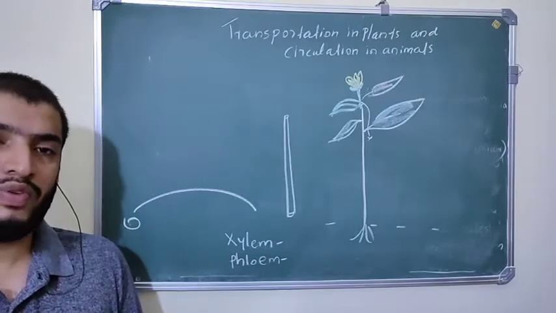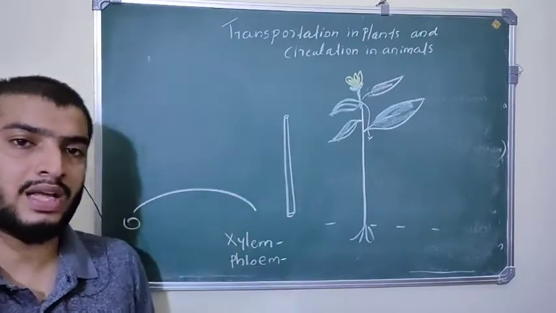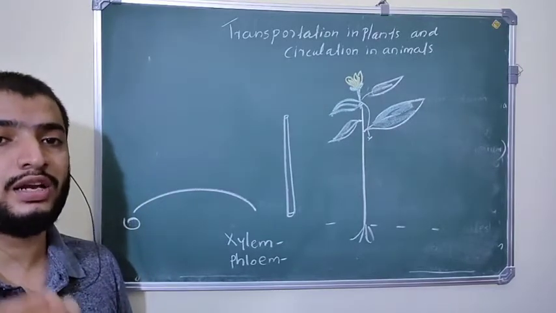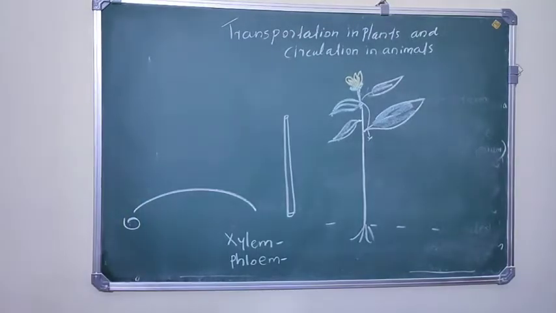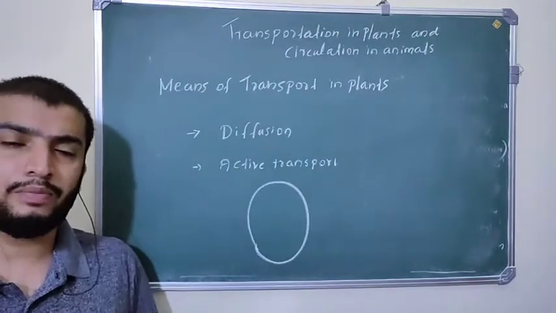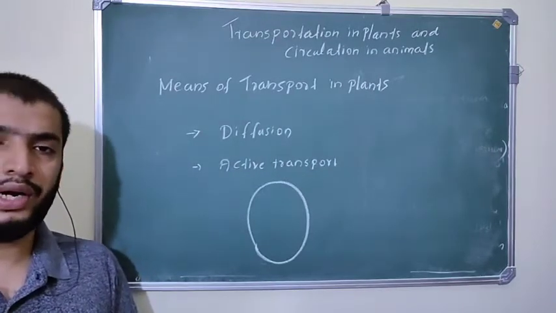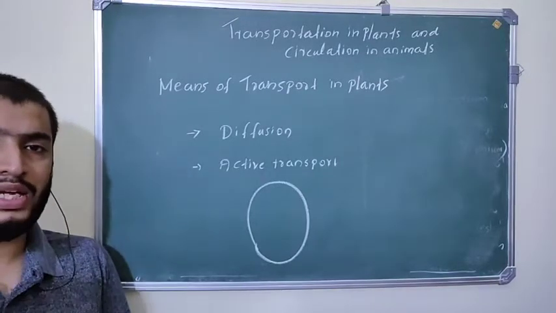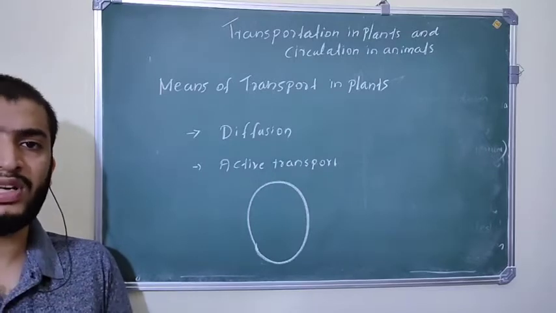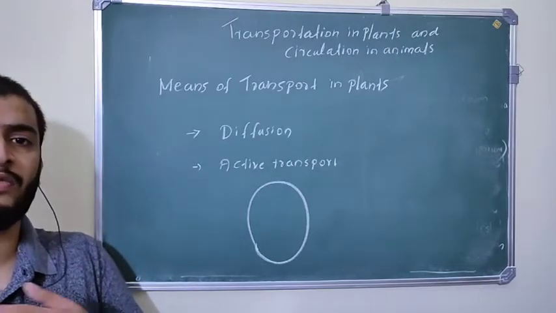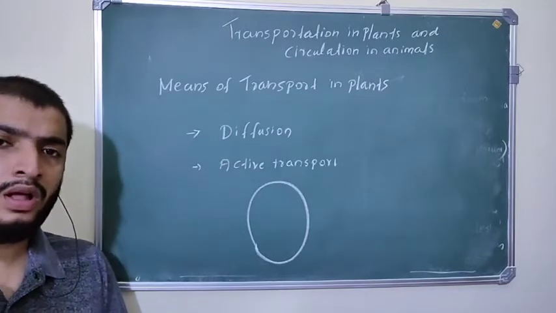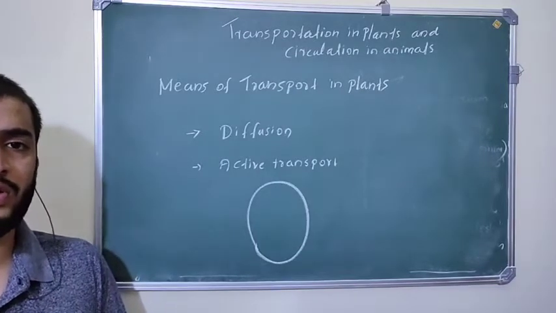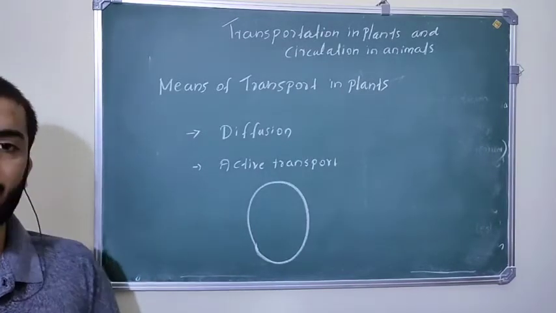So in this chapter we will study transportation in plants and also the circulatory system of animals. First of all, transportation in plants. How materials like water and minerals are transported into a cell and out of the cell, or from one cell to another cell, that is the mechanism we are going to study. The materials are transported in and out of the cells by diffusion and active transport in plants.